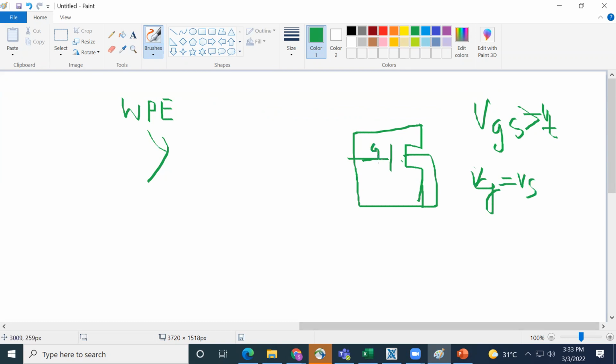See, this is the gate voltage. Everything is shorted. VG equal to VS, the difference equal to 0. So 0 will never be greater than some value. It will always be less than. So that is always in cutoff region. So this is called dummy. So why are we adding dummy?